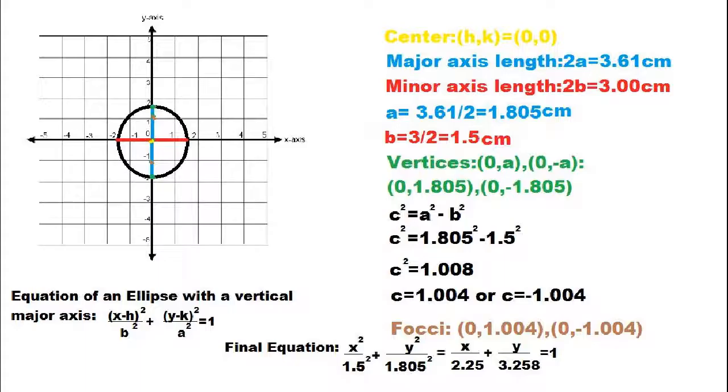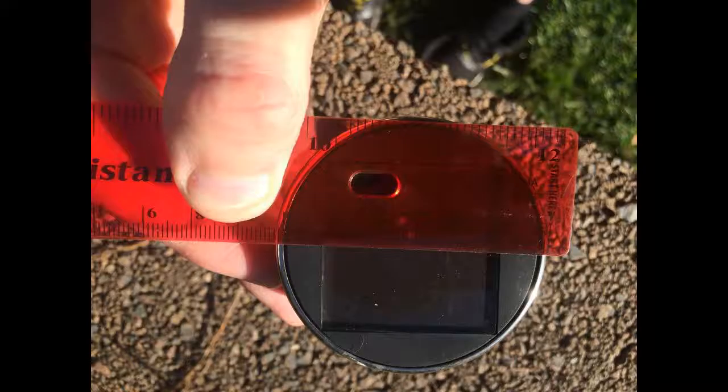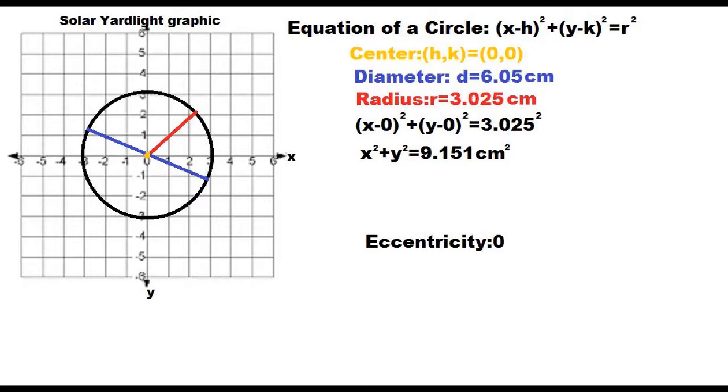In order to find A and B, we have to divide both the major axis and the minor axis by 2. Using A and B, we can easily find the vertices by adding A to the y-coordinate of the center and subtracting A from the y-coordinate of the center, giving us our vertex coordinates of 0 plus or minus 1.805.